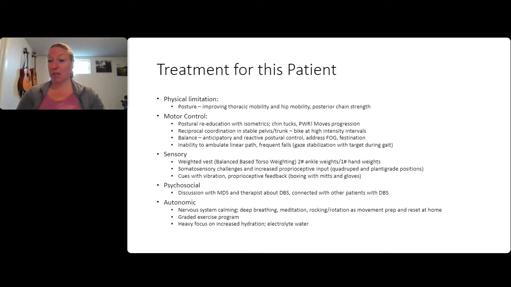We did a lot of posture re-education with chin tucks and our power moves progressions, and reciprocal coordination to calm the nervous system. So moving one leg and then the other, one arm and then the other, or uppers in the opposite pattern as lowers. And then we did spend a lot of time working on his balance. So anticipatory postural control, some different stepping responses, and being accurate about foot placements.